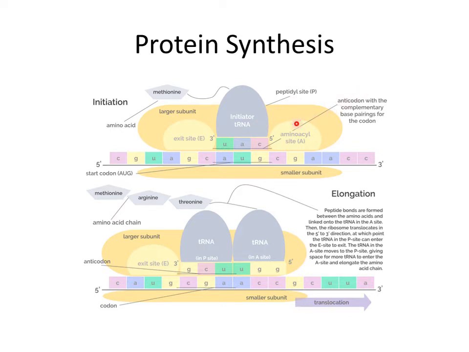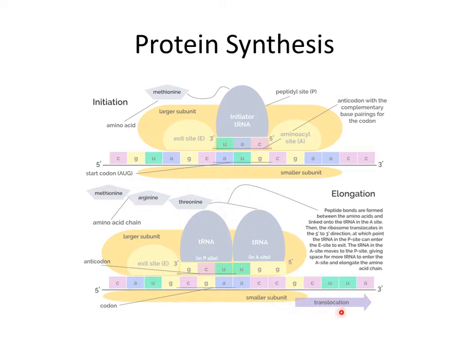Others will bind to the aminoacyl or A site. This is called initiation, and thus the initiator complex forms. Later the process of elongation occurs, and a new tRNA will bind to the A site. The amino acid will get transferred by the enzyme peptidyl transferase, which is important. The enzyme peptidyl transferase will transfer the amino acid to the tRNA in the A site, and thus the amino acid chain will get elongated.